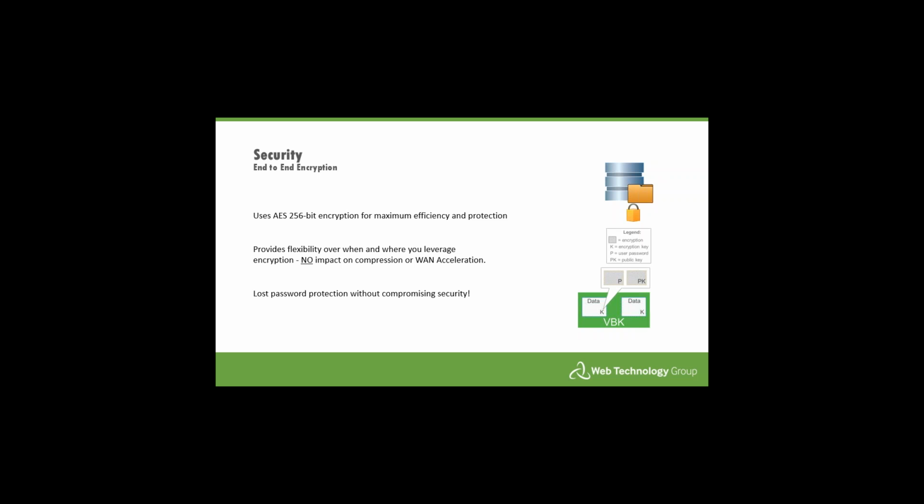For example, you can leave local backups unencrypted for faster backups and restores, but encrypt off-site backup copies prior to flight or protect different backups with different passwords. During this process, there's no impact to compression or WAN acceleration. And we can handle lost passwords without compromising security.